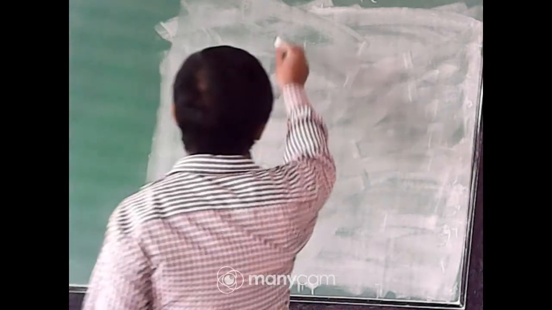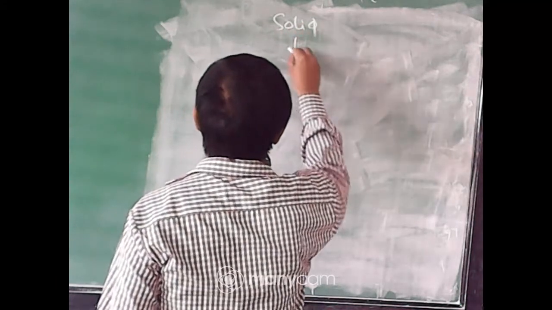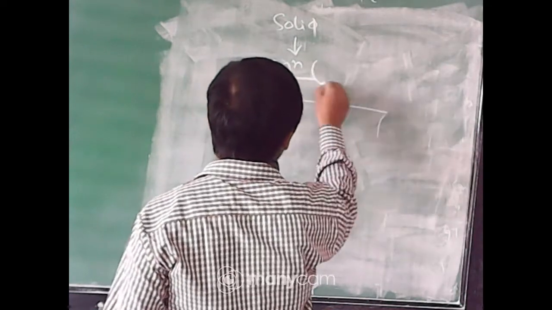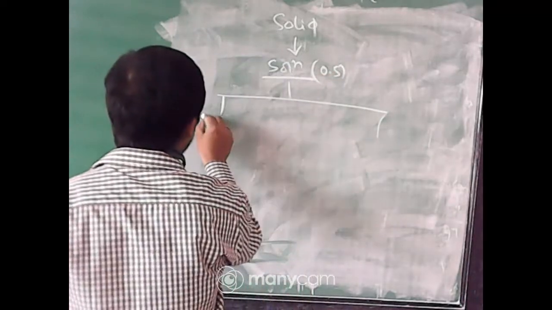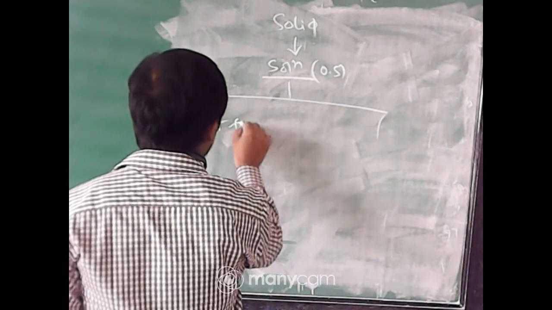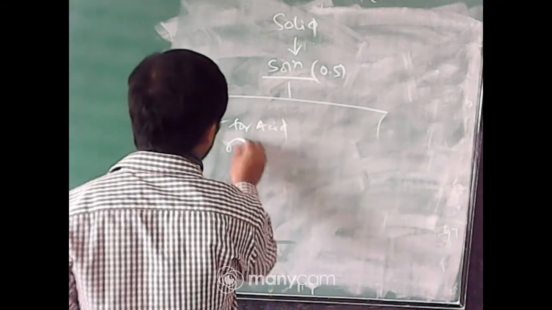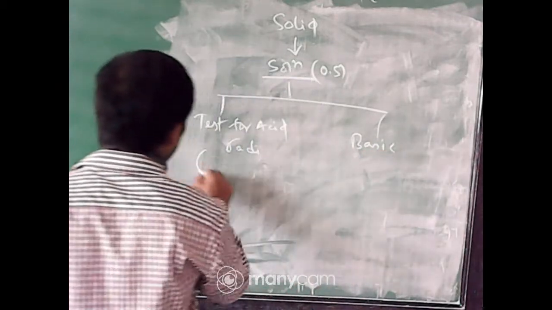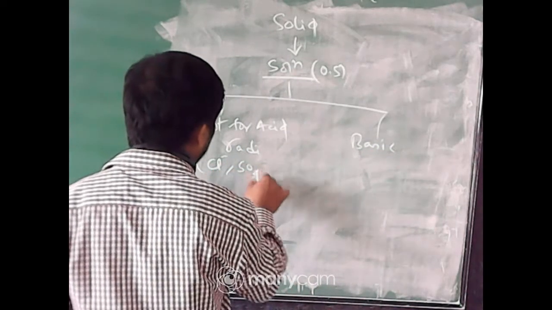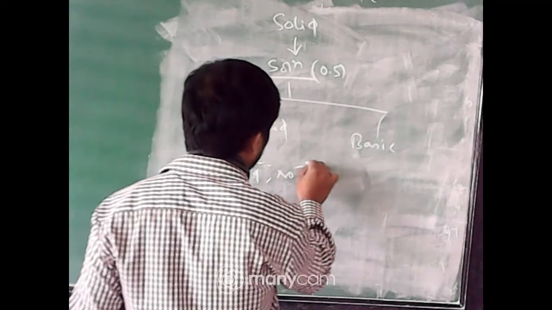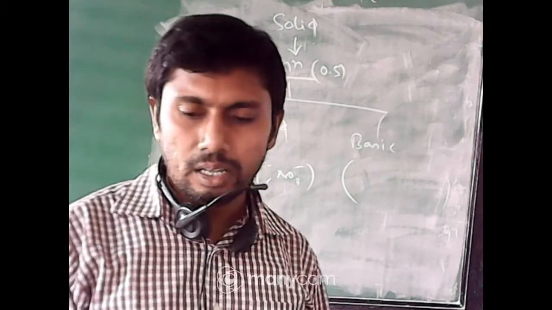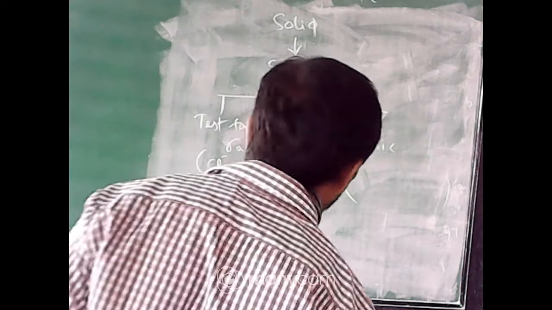Now I will discuss that. At first you will be given a solid sample, then make it a solution by adding water. This is called OS, original solution. Then test for acid radical and test for basic radical. Acid radicals are basically chloride, sulfate, nitrate, and for basic radicals there are a lot, given in different groups. Hope you have checked it.